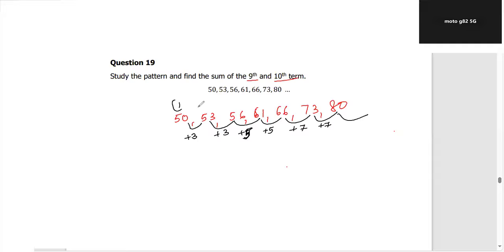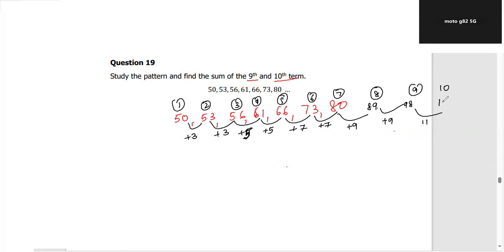So this is term number 1, 2, 3, 4, 5, 6, 7. So we need to find 8, 9, and 10. So this is plus 7, plus 7. Then the next term has to be a plus 9, which will be 89. Then again, you do plus 9, which will be a 98. And then this is an odd number series. So this will be 11, which will be 109. Now, the question is find the sum of the ninth and the 10th term, which is 98 plus 109.